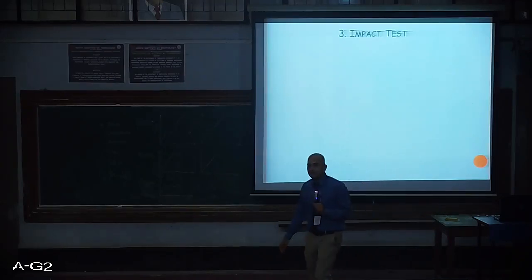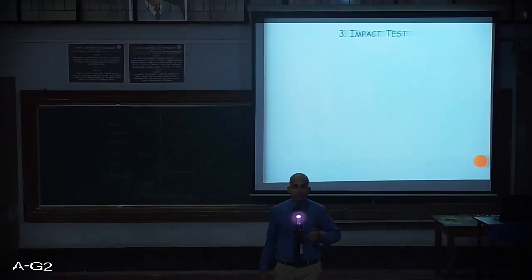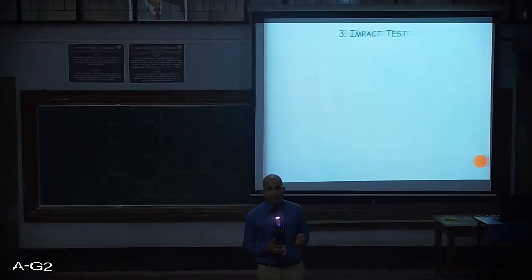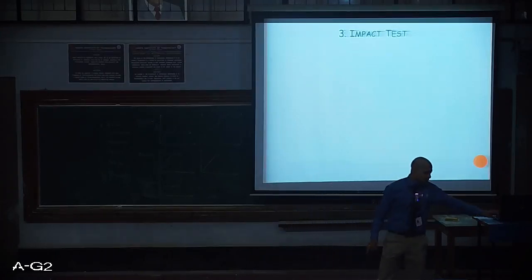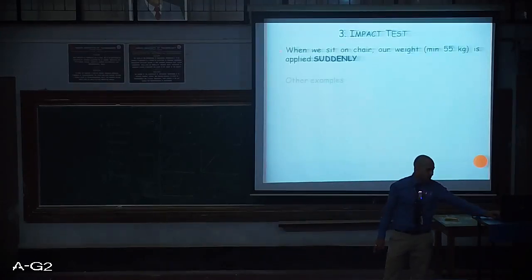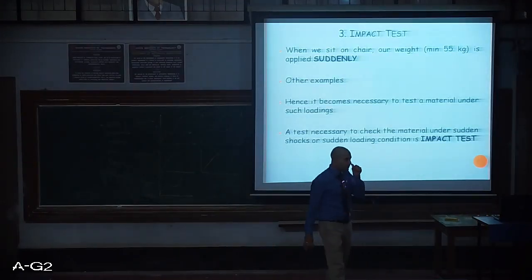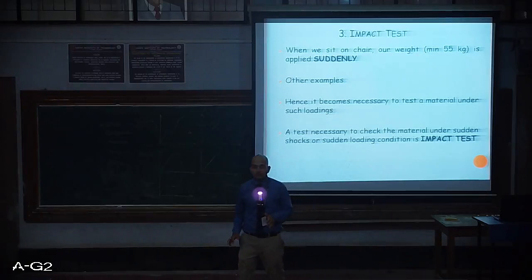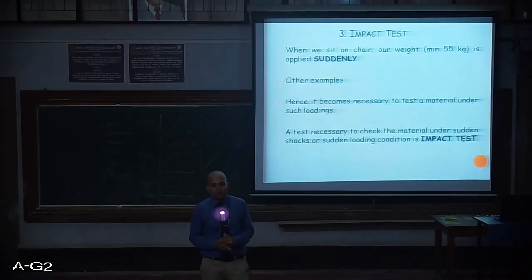Impact test is basically done to understand the strength of the material under sudden shocks of load. So if the material is subjected to sudden shocks of load, whether that material will be able to take that loading or not, to check that we perform this type of test called the impact test. So I have written on the board, imagine a situation that we are going and sitting on a chair. What happens is that our weight of around 55 to 60 kgs will be suddenly applied on the chair. Now the chair is expected to take this much loading or force, and that is nothing but the impact force or impact loading.